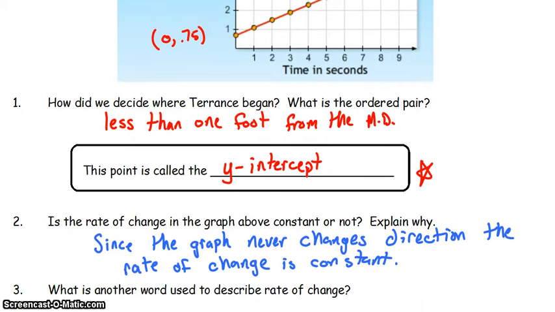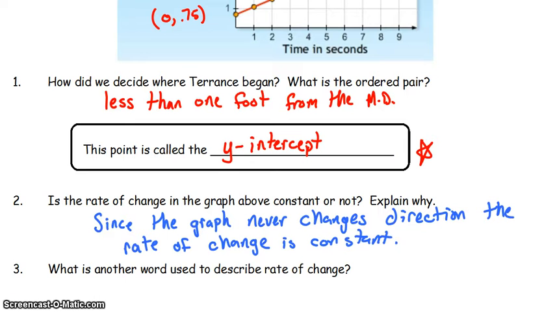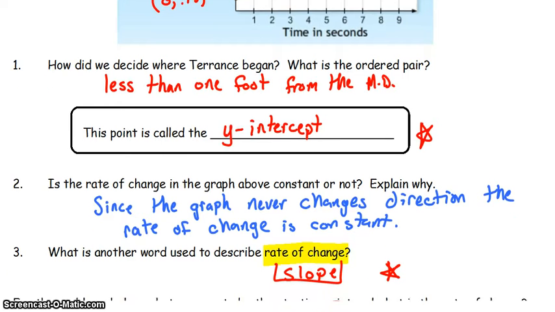Number 3 says, what is another word used to describe rate of change? This is something that we've talked about many times. When we are talking about rate of change, we are also talking about slope. That is the other major term out of this unit that we're going to use going forward. Y-intercept and slope are things that we are going to be talking about quite a bit the rest of the school year.